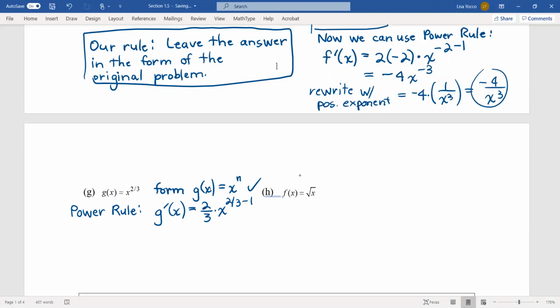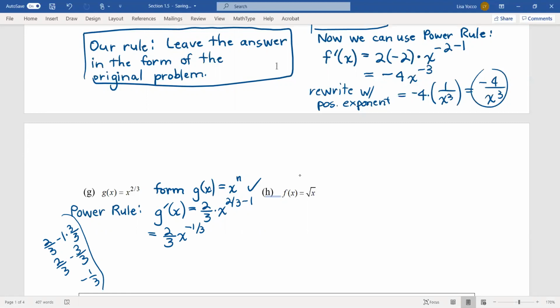Well, 2/3 minus 1, I need a common denominator. So I think of 1 as 3/3. 2/3 minus 3/3 is negative 1/3. That's kind of my scratch work, or you could use your calculator. So that's 2/3 times x to the negative 1/3. And that's the derivative.